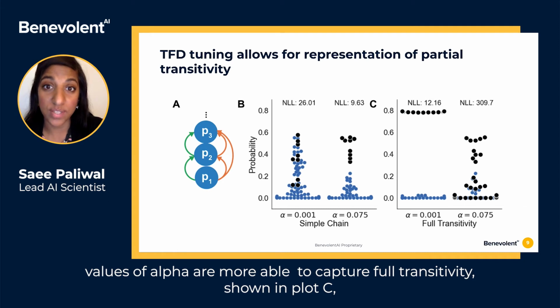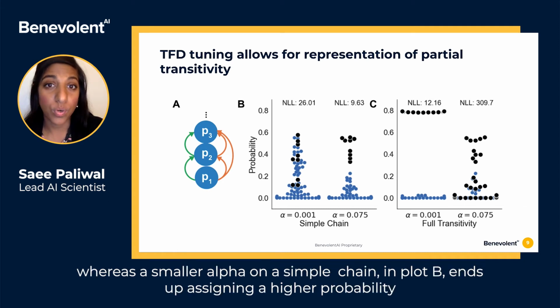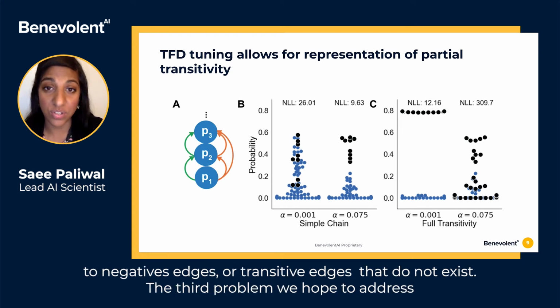more able to capture full transitivity, shown in plot C, whereas smaller alpha on a simple chain in plot B ends up assigning a higher probability to negative edges or transitive edges that do not exist.